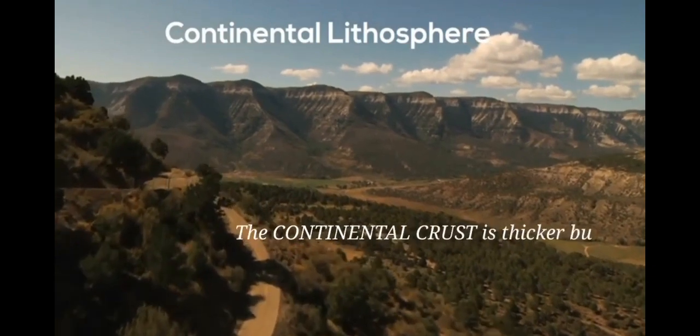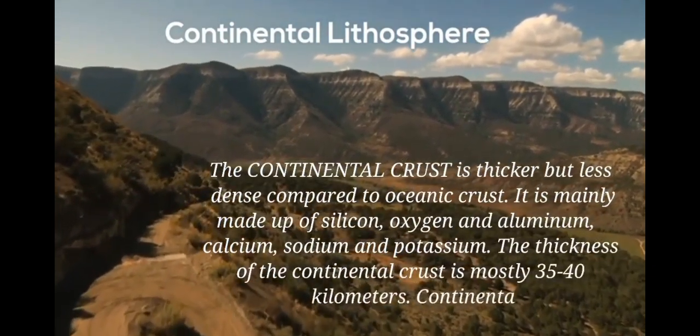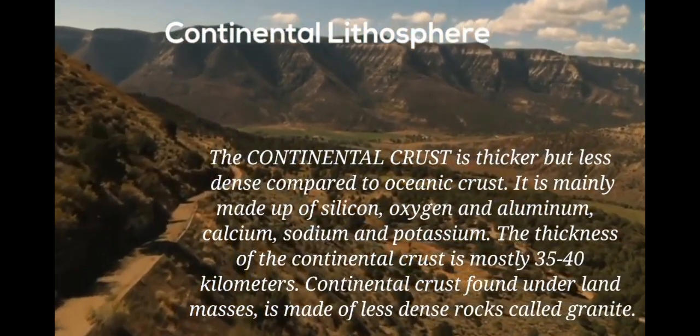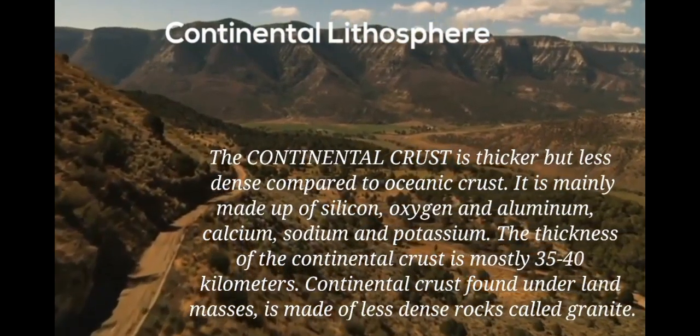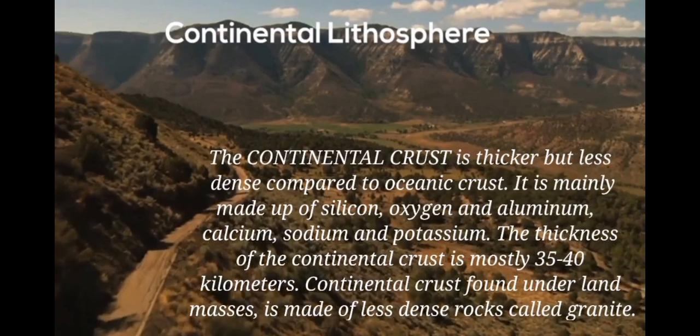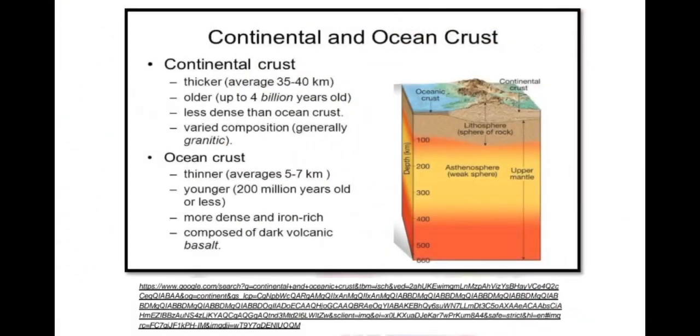Continental crust, however, is thicker but less dense compared to oceanic crust. It is mainly made up of silicon, oxygen and aluminum, calcium, sodium and potassium. The thickness of the continental crust is mostly 35 to 40 kilometers. Continental crust found under land masses is made of less dense rocks called granite. This illustration shows the difference between continental and oceanic crust in terms of thickness, age, density, and varied composition.